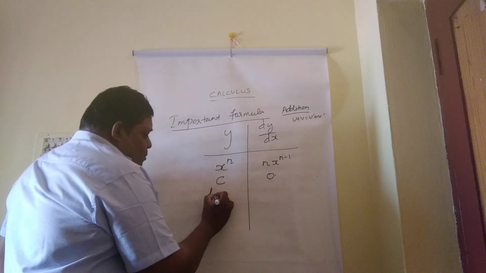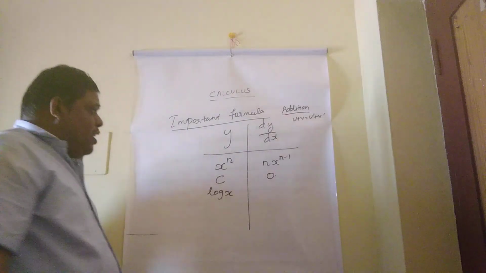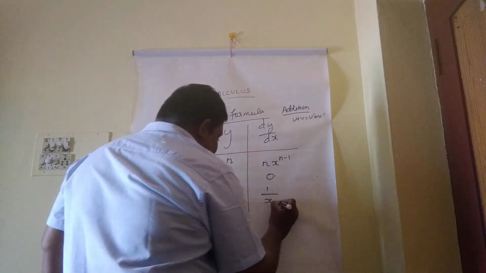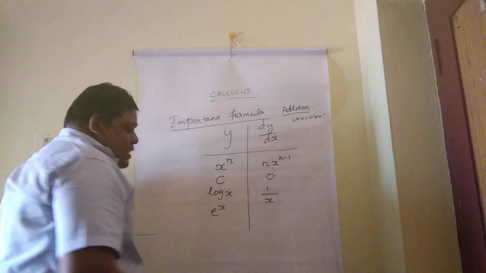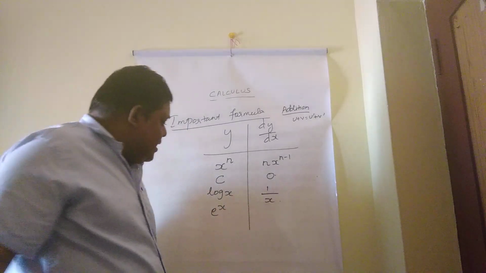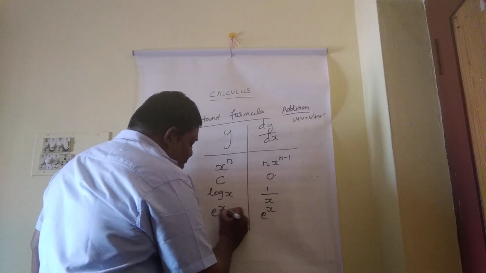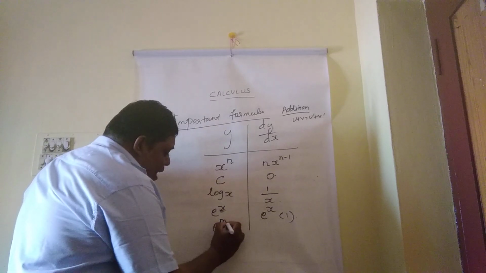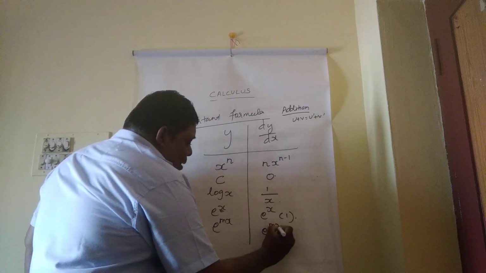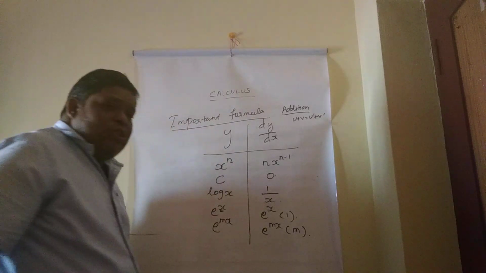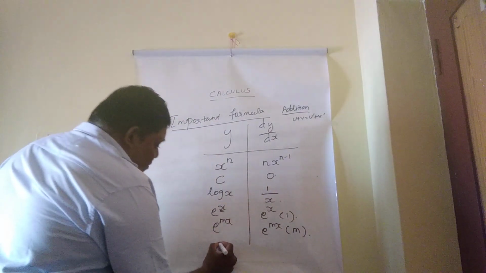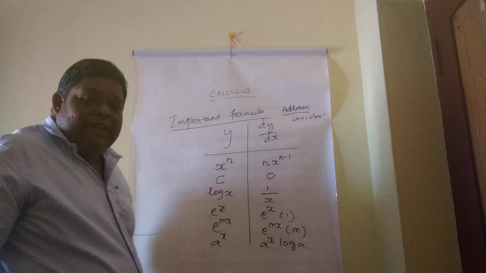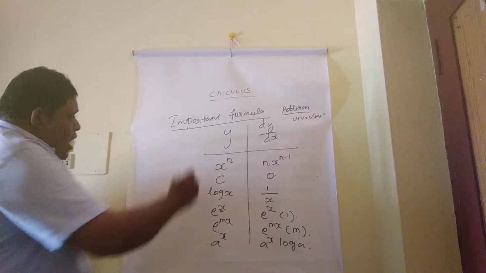Next, third one, derivative function of log x. Now y is equal to log x. Derivative function of log x is 1 by x. Derivative function of e to the power x is e to the power x into derivative function of x, which is 1. Next, derivative function of e to the power mx is e to the power mx into m. Derivative function of a to the power x is a to the power x log a.